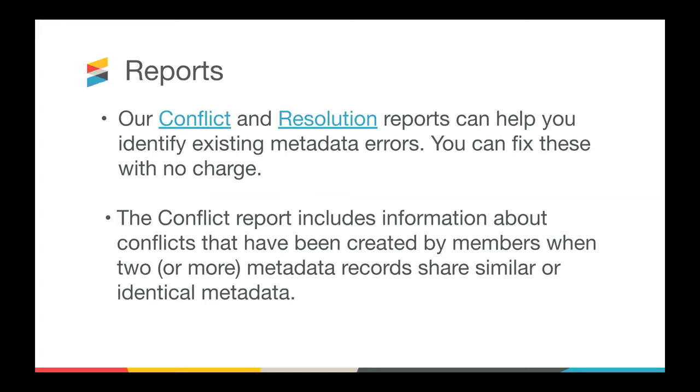Reports. We have our conflict and resolution reports, which we send out, and they can help with identifying metadata errors. Conflicts most often occur for two reasons. Either the metadata registered against the DOI isn't sufficient to distinguish between two items, or two or more records have the same or very similar metadata, which would suggest that it's a duplicate record. Conflicts can be resolved by either resubmitting correct or richer metadata to distinguish between the two DOIs, or you might need to create an alias relationship so that the incorrect DOI links to the correct one.